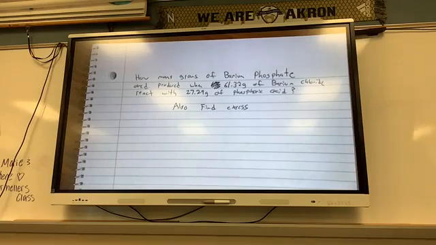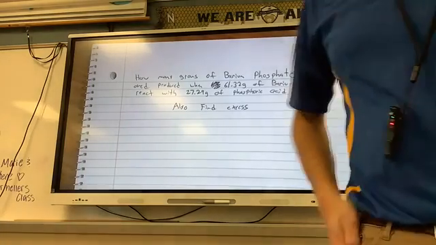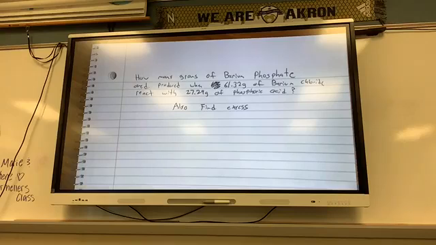Step 1, write a balanced equation. Phosphoric acid is HPO4. No. Phosphoric means it had to come from phosphate. So you probably need your periodic table. Okay.